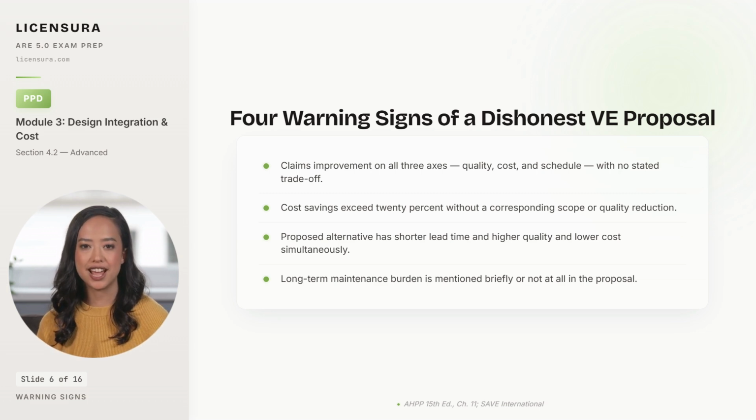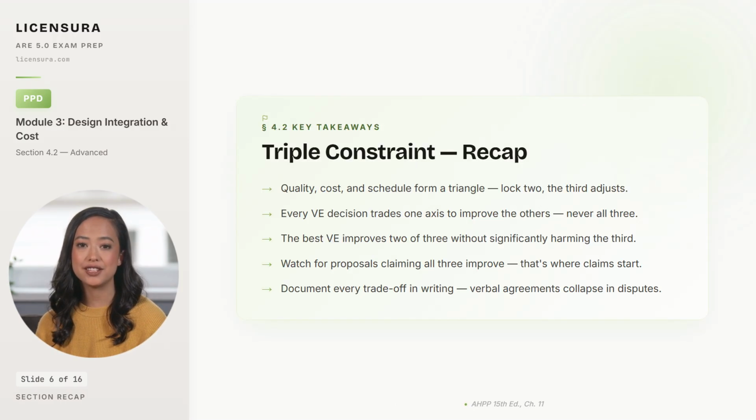5 takeaways from the triple constraint framework that you can carry into every VE meeting. Quality, cost, and schedule form a triangle. Lock down 2 of the 3, and the third axis has to adjust. And any architect who pretends otherwise is setting up the owner for disappointment.